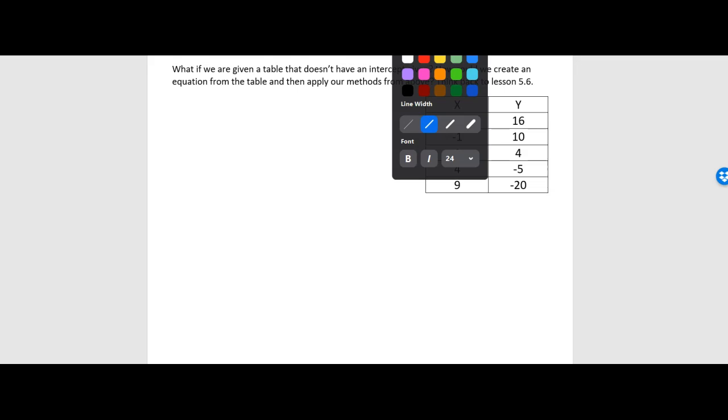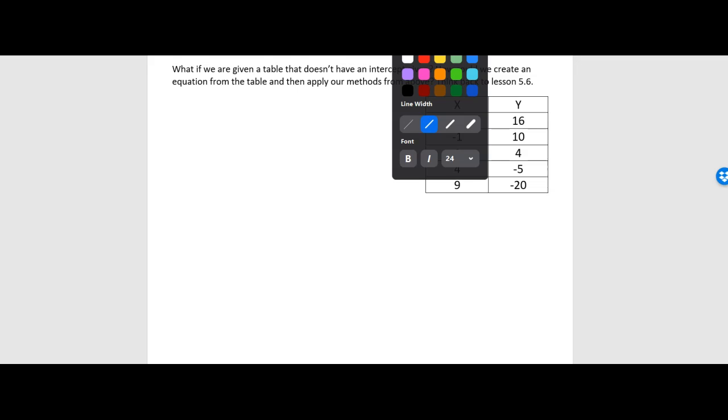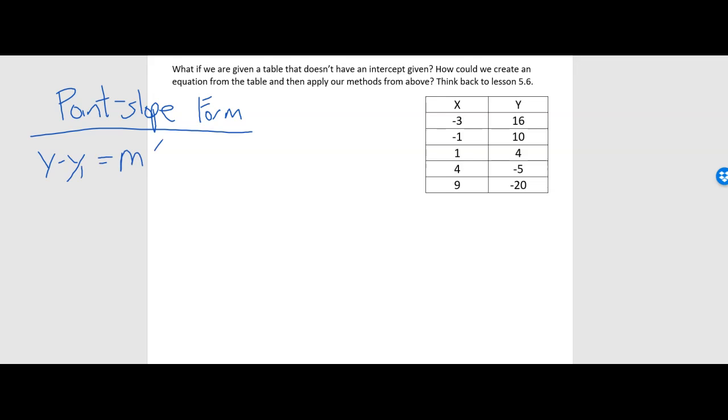Good news is we have written equations of lines from tables in our very last lesson. Think about our general form. It's going to be point-slope form. That's what we're going to start with. It's y minus y1 is equal to m times the quantity x minus x1. That m represents our slope.